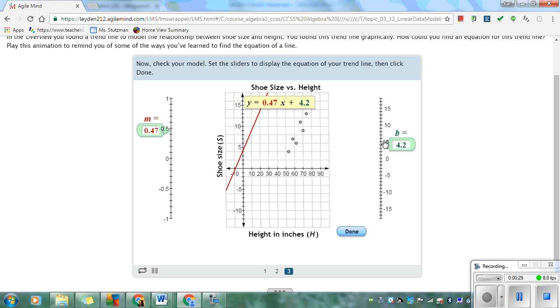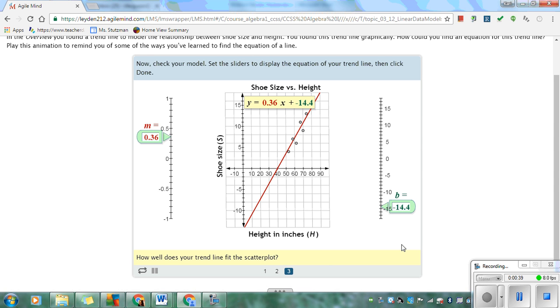Okay, so I'm going to make my slope increase to make it positive, and then figure out where I want my y-intercept to be. And I'm going to check this and see how I did. So my line is 0.36x plus negative 14.4. And I can keep adjusting this, but to me, this looks like a pretty good fit in between the points.